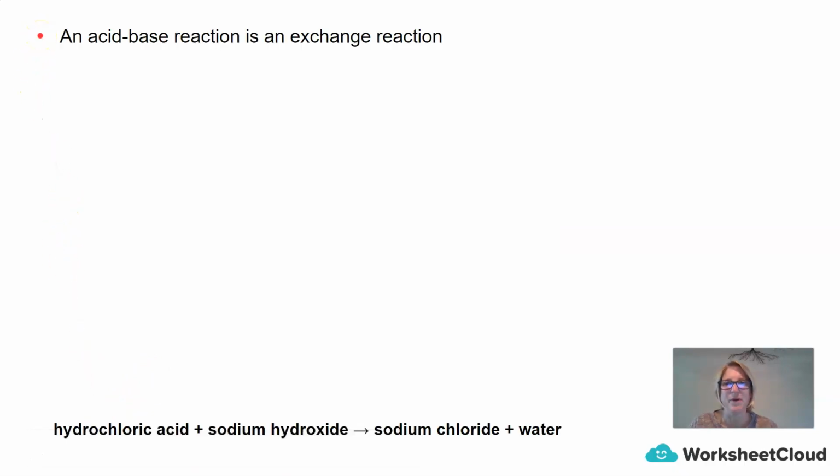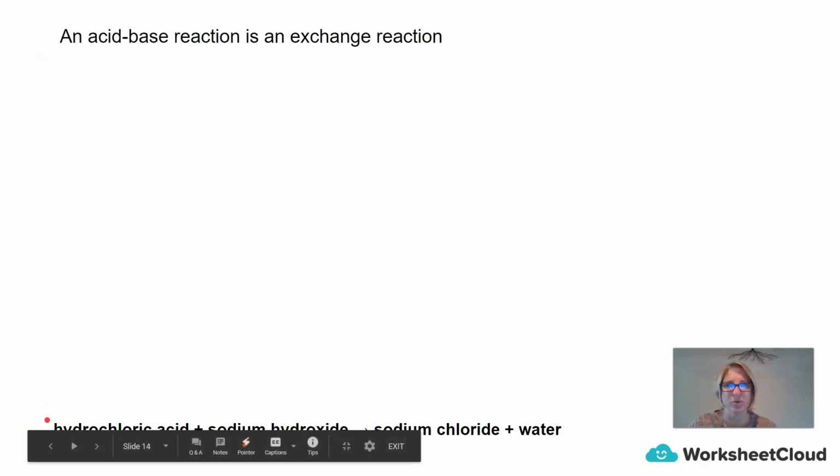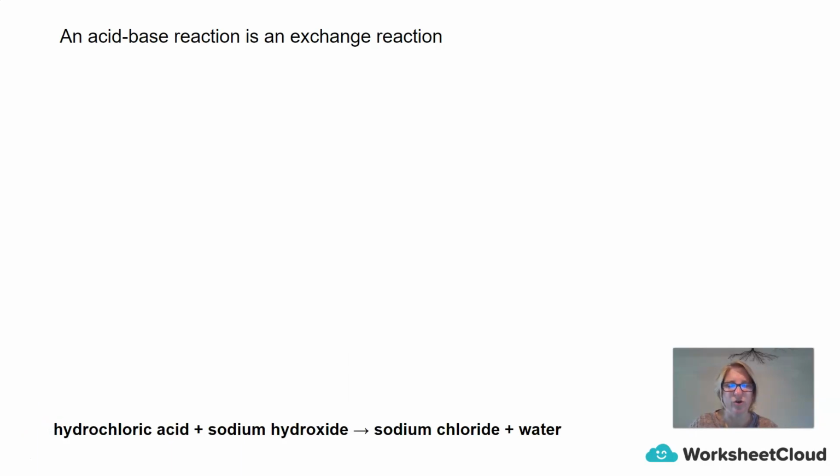So an acid-base reaction is an exchange reaction. And at the bottom of the screen, I've just put the word equation for you to refer to. So that is hydrochloric acid plus sodium hydroxide reacts to give us sodium chloride and water.